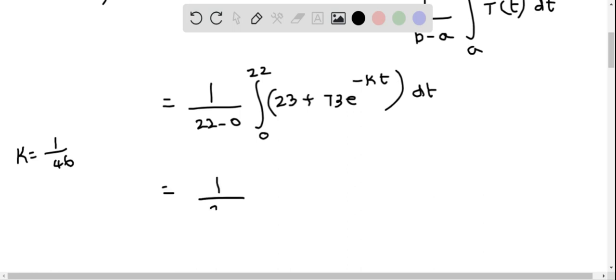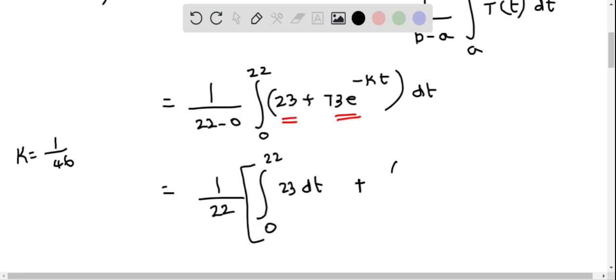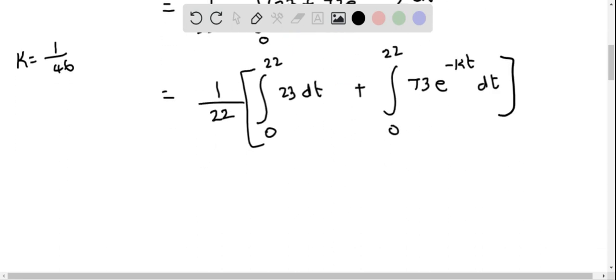Let's first simplify this. This is 1 over 22. I can write this as two integrals because we have two parts inside the function. That is, one is 23 and another one is the exponential function. So this could be written as integral of two parts, that is 0 to 22 of 23 dt plus integral of 0 to 22 of 73 times e raised to the power of minus kt dt. So now let's evaluate these two integrals.